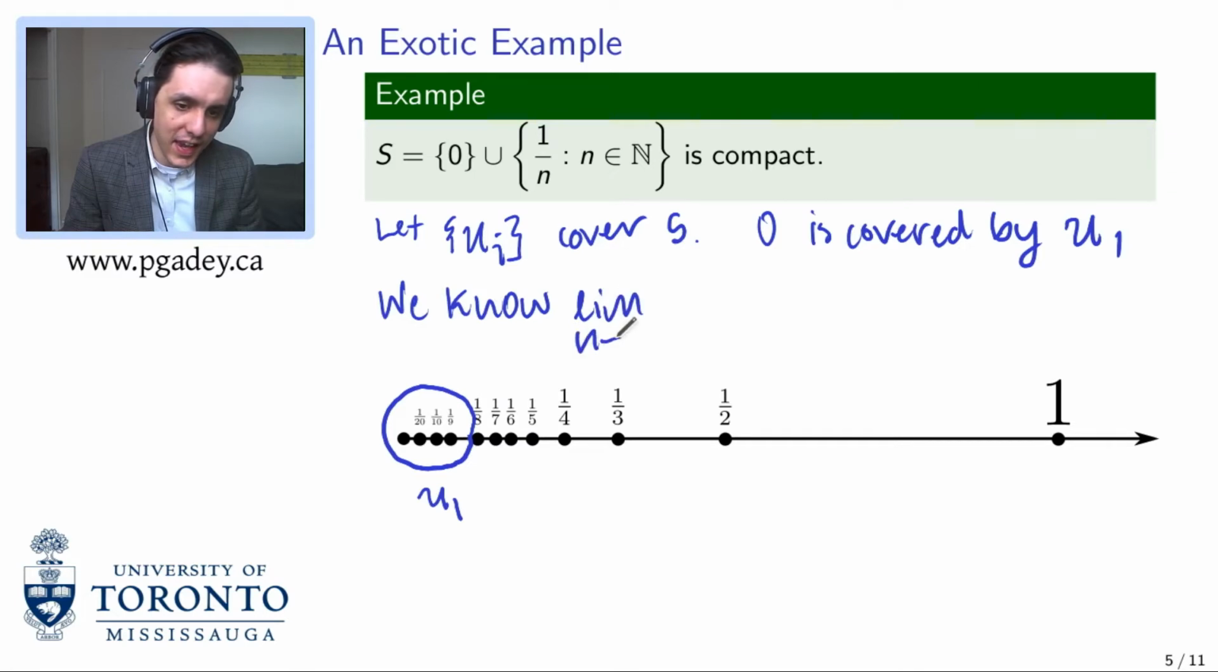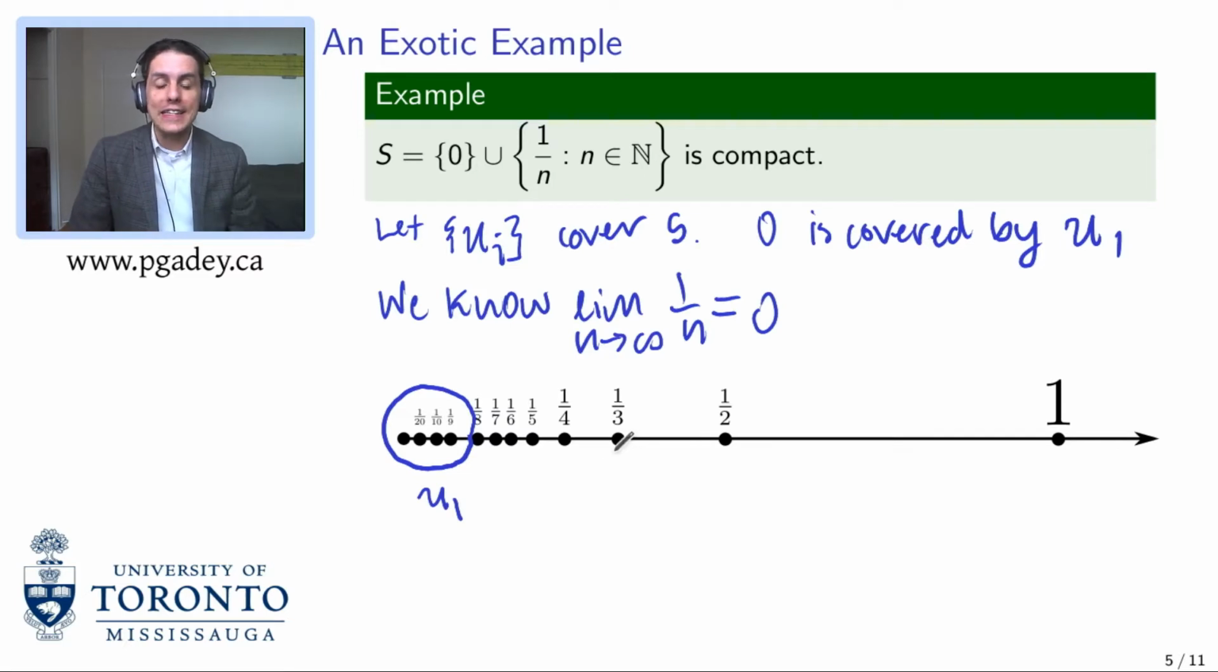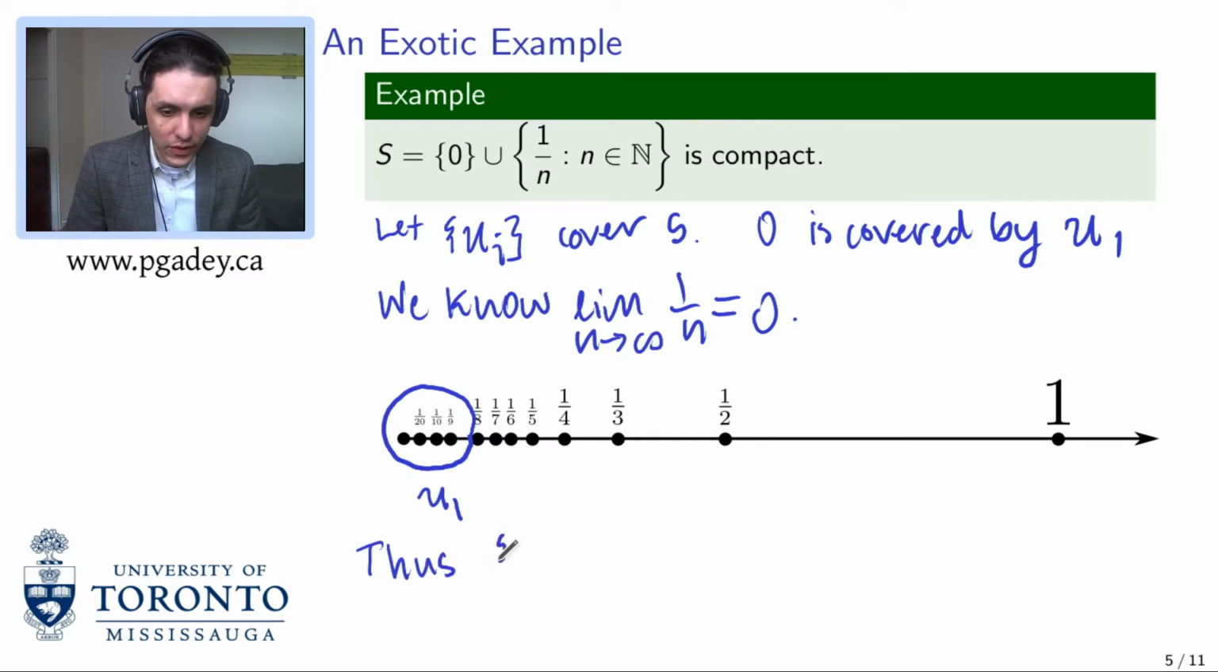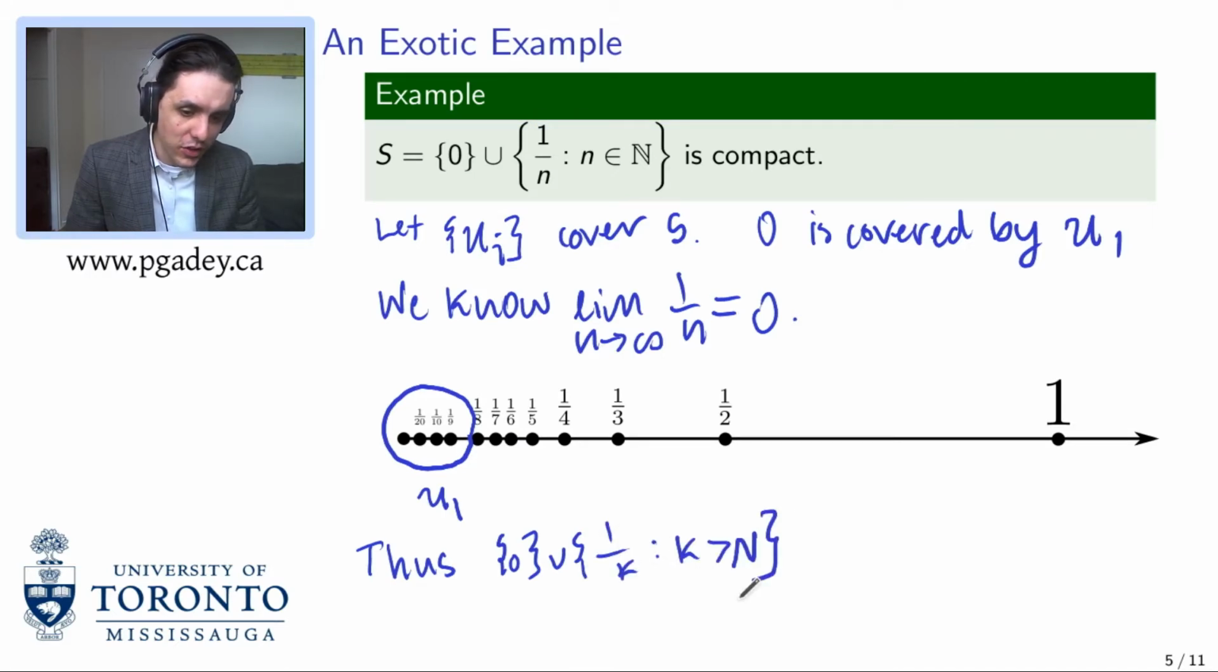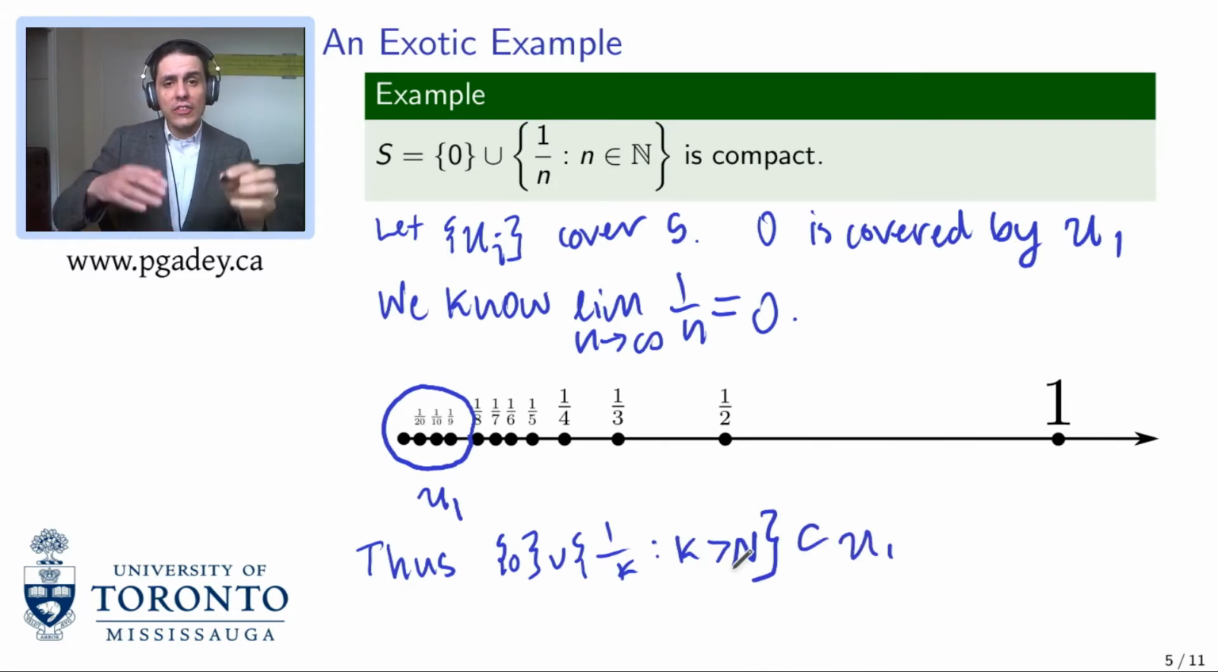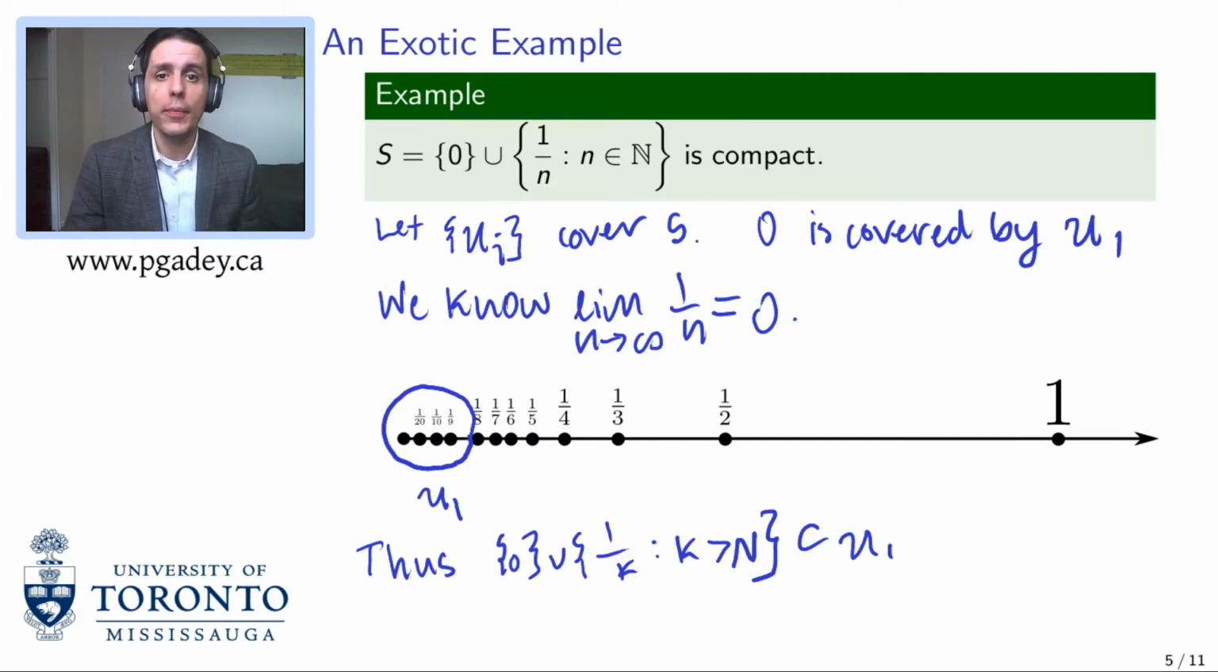The limit as n goes to infinity of 1 over n is 0. So what that convergence means is that infinitely many points of this sequence are going to live inside the set U1. Thus, 0 union 1 over k, for k bigger than some large number n, is contained in U1. Right? So infinitely many of our points 1 over n are contained inside U1.